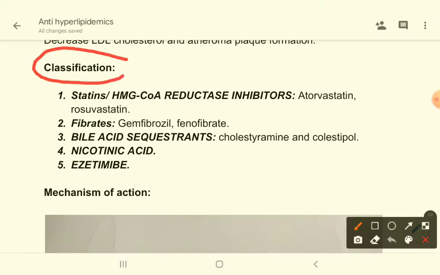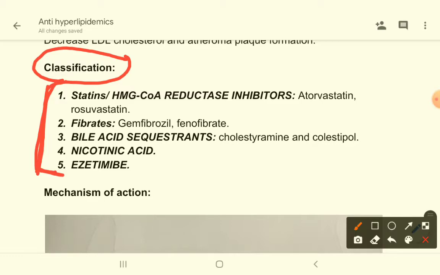Now some of my students tend to overcomplicate the classification of anti-hyperlipidemic drugs. No need to do that, because you learn the classification in a very complex way so that you get puzzled during the exam about what to say and what not to. Just remember a few important drug groups, that will be enough for your exam, right?